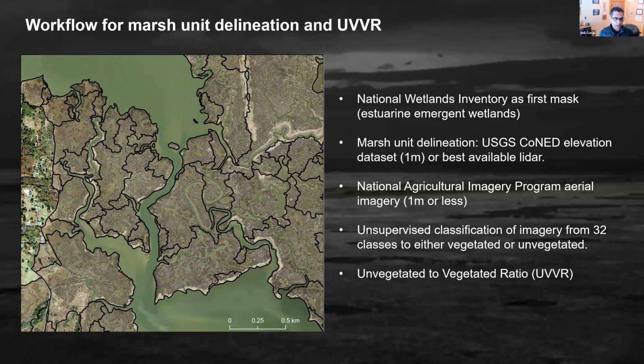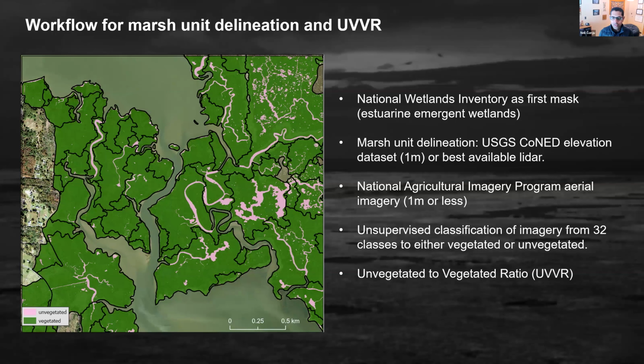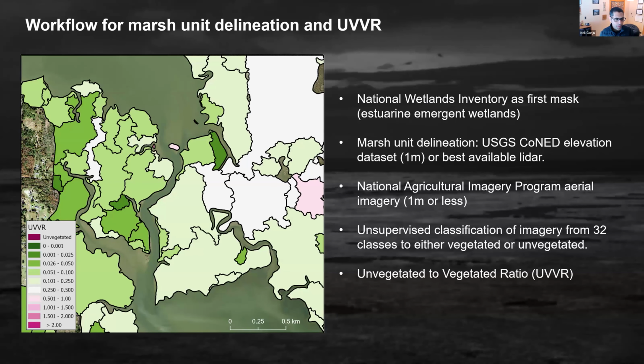Then we use aerial imagery from the NAIP program to classify every little pixel within those marsh units as vegetated or unvegetated. And this is done with an unsupervised, supervised classification where we literally go in and identify which types of imagery are vegetated or not. And then from that, you can aggregate these pixels up to get a UVVR score. So anything you're seeing in green is a marsh with a low UVVR, which is healthy. Anything going into the white and pink colors is unhealthy because it's got significant open water and more vulnerability to runaway open water conversion.